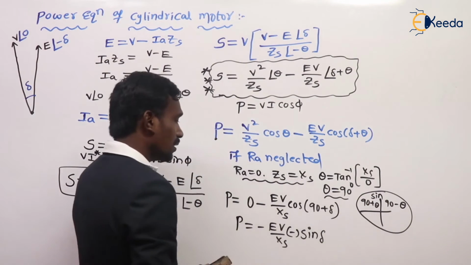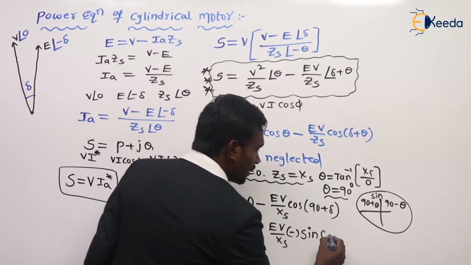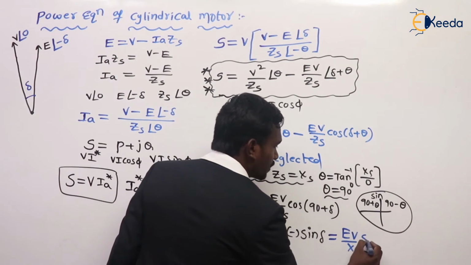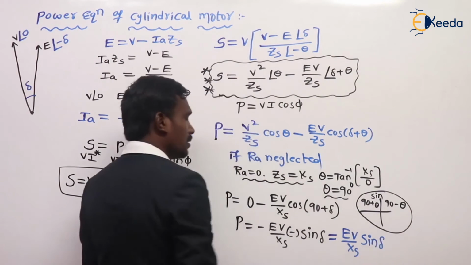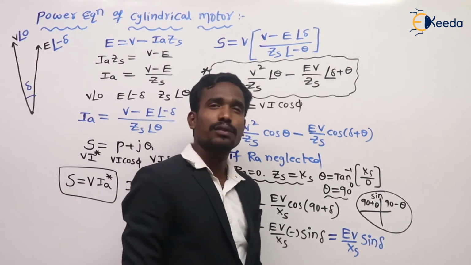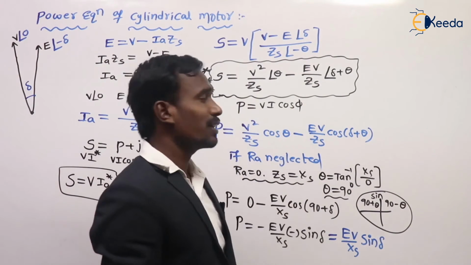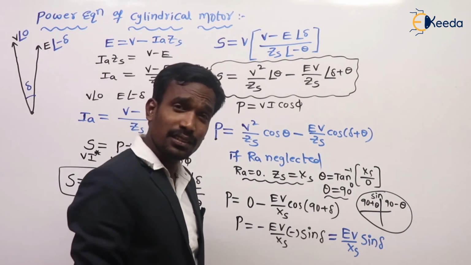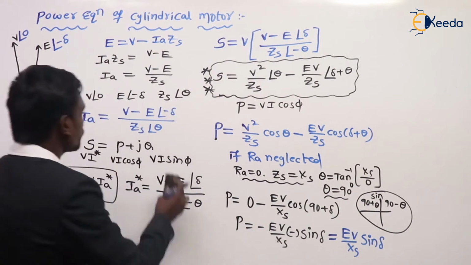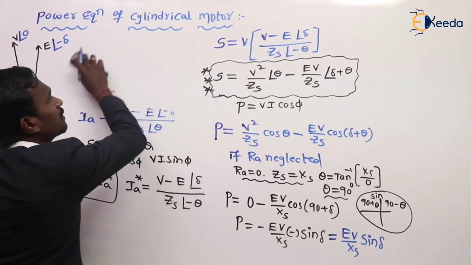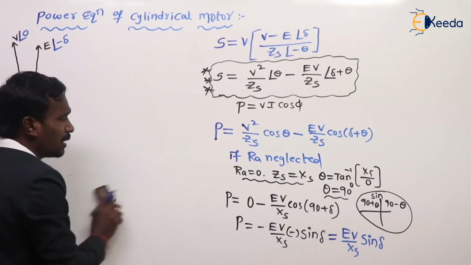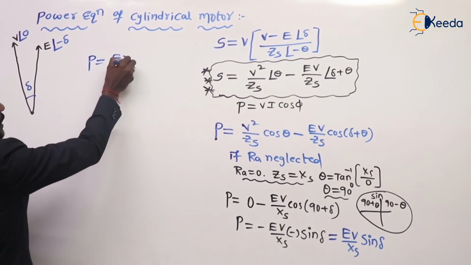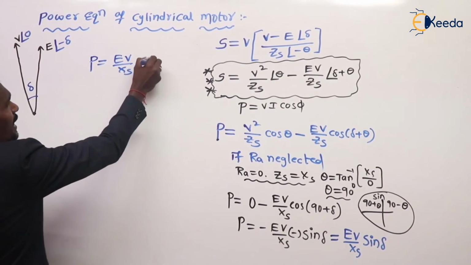So tell me what is the answer? Minus of minus is plus. So finally the power is equal to EV upon XS of sine delta. This is the power of a synchronous motor when armature resistance is neglected. Are you okay? Remember this, right? So come here. When armature resistance is neglected, we got the power equation P is equal to EV upon XS sine delta.